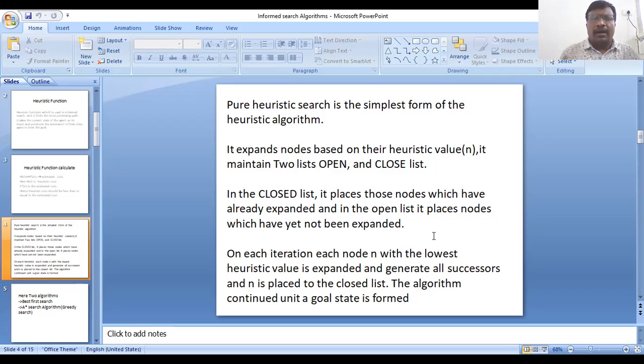Next one, on each iteration, the node n with the lowest heuristic value is expanded and generates all its successors, and n is placed in the closed list. The algorithm continues until a goal state is found. That is the pure heuristic search.